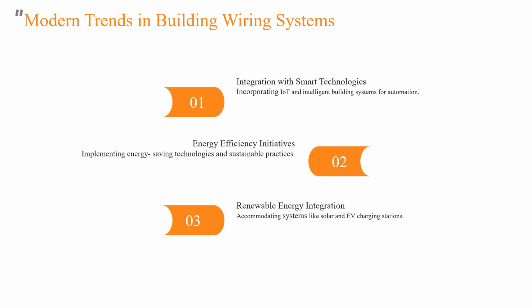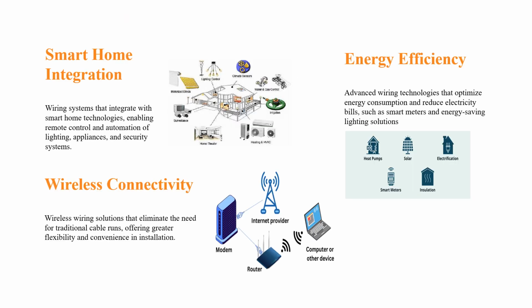In wiring systems, modern trends are integration with smart technologies, energy efficiency initiatives, and renewable energy integration, such as smart home integration that integrates with smart home technology, enabling the remote control and automation of the lighting, appliances and security system. Energy efficiency technology that optimizes energy consumption and reduces the electricity bill. Wireless connectivity that eliminates the need for traditional cable runs, offering greater flexibility and convenience in installation.